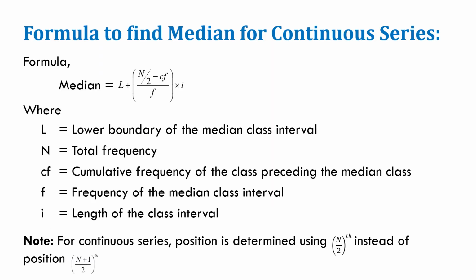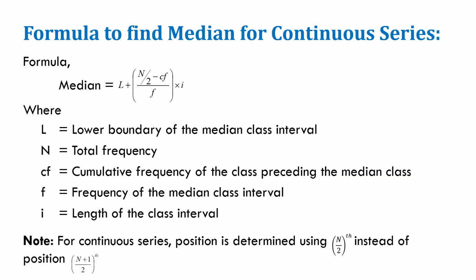To find the median in a continuous series, we use the formula: median equals L plus ((n by 2 minus Cf) divided by f) into i. First, we find the n by 2th position. Note that in the continuous case, we use n by 2 instead of (n plus 1) by 2.